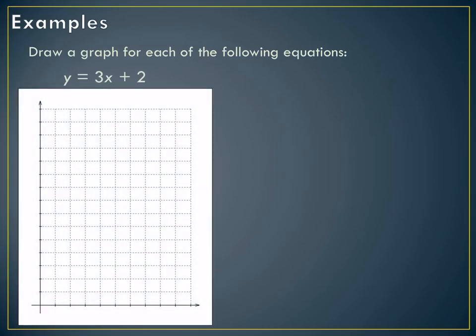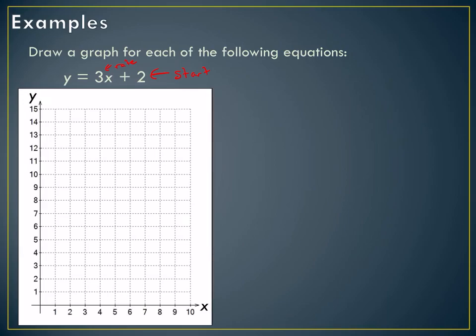So, some examples. Draw a graph for each of the following. Y equals 3x plus 2. If we're going to draw a graph, we need to know where it starts, and the start value will be this number by itself. And then this number that's with the variable is the rate.